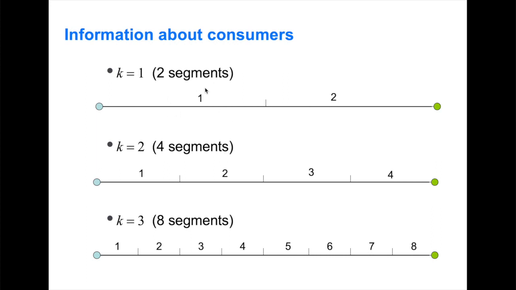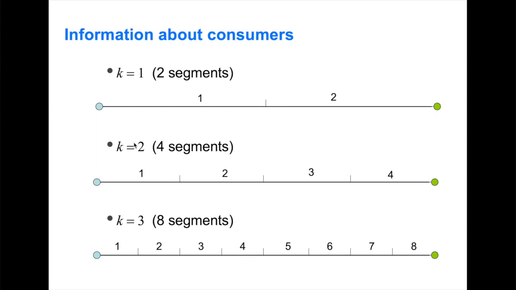So if this is a consumer coming from the first segment, firm 1 knows that this is a consumer who has quite a strong preference for firm 1. Whereas if firm 1 identifies this consumer as coming from segment 2, then firm 1 knows that a priori this is a consumer who prefers to go to firm 2. So that's already better than just knowing that consumers can come from anywhere between 0 and 1.